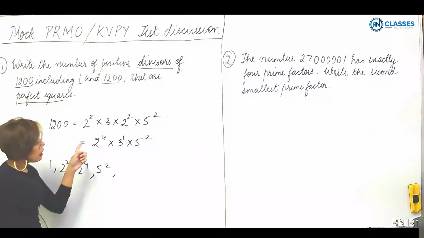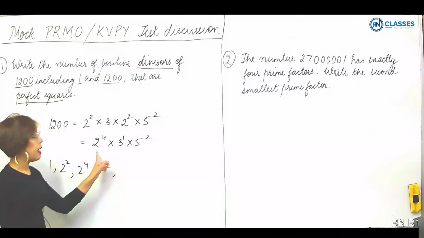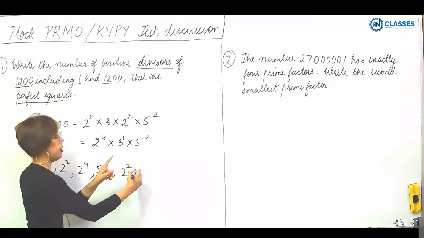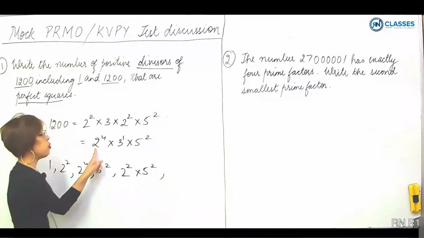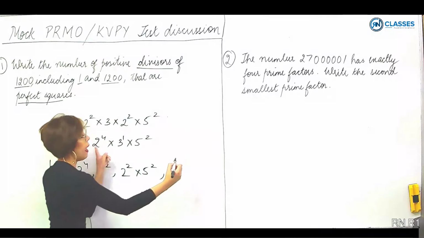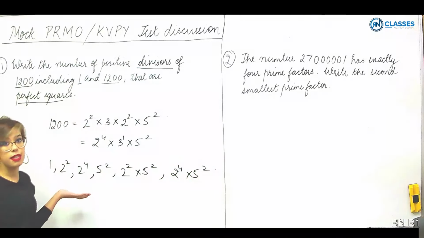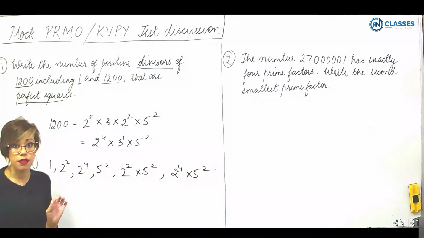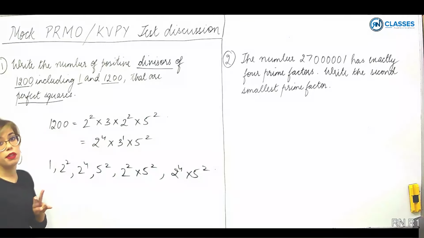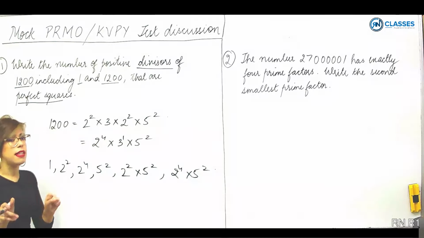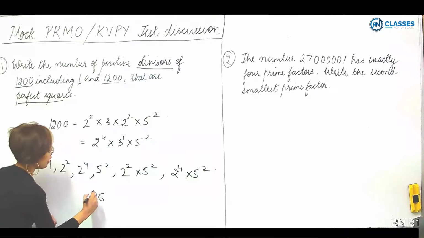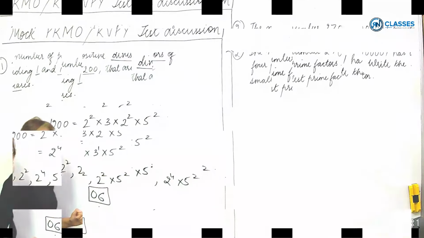Then we can take the combination of the 2 prime factors. So I can take 2 square from here and 5 square from here. Then 2 raised to the 4, even power of 2, and 5 square here. So as you can see, there are 6 divisors which are perfect squares. Not prime, divisors that are perfect squares. So 6 is the answer.